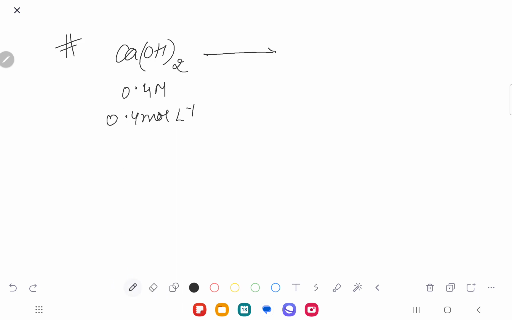But when the Ca(OH)2 breaks down, what do you think it is going to give me? It is going to give me Ca2+. This 2 here comes from the valency of calcium, because when you crisscross, the calcium's valency goes here and OH is minus 1.